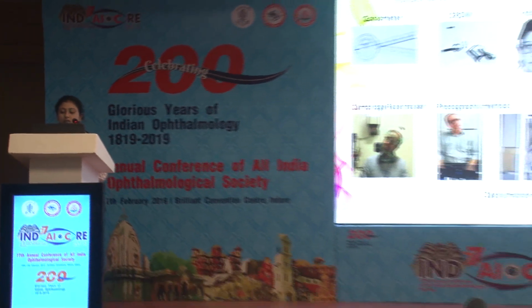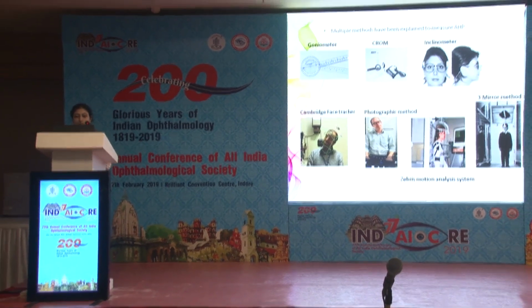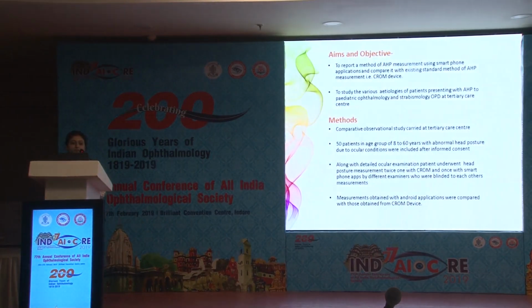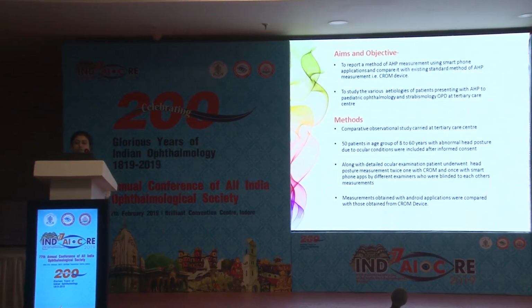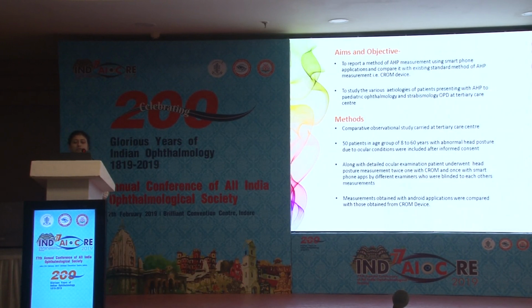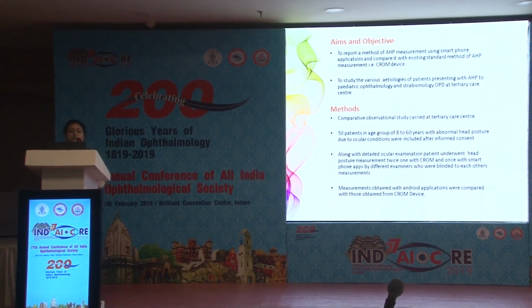Multiple methods have been explained to measure AHP, like traditionally goniometer, cervical range of motion, others like inclinometer, Cambridge face tracker, photographic method, Zebris motion analysis system, three mirror method. The aim of our study is to report a method of abnormal head posture measurement using smartphone application and compare it with existing standard method of abnormal head posture measurement, that is cervical range of motion device.